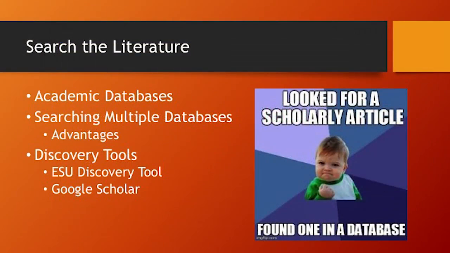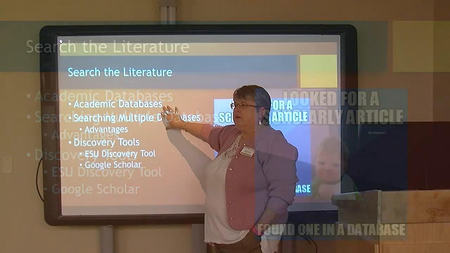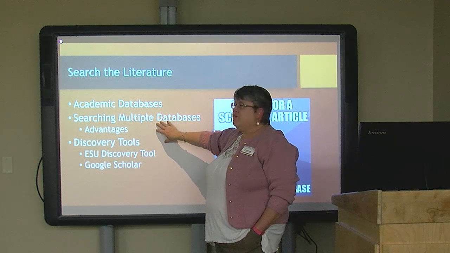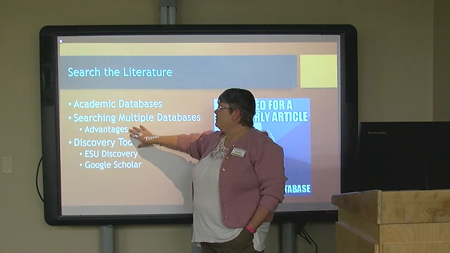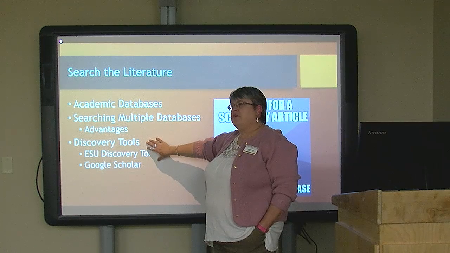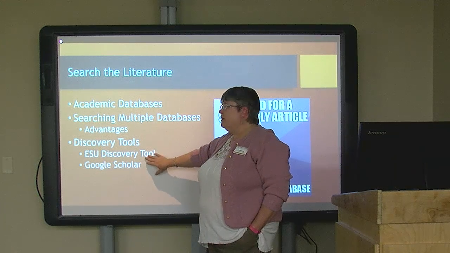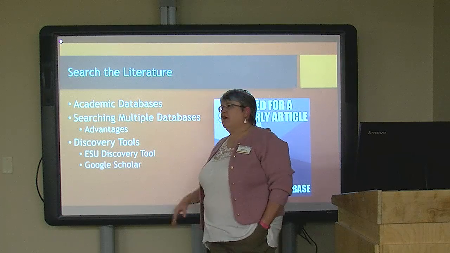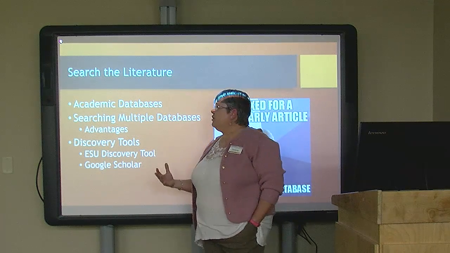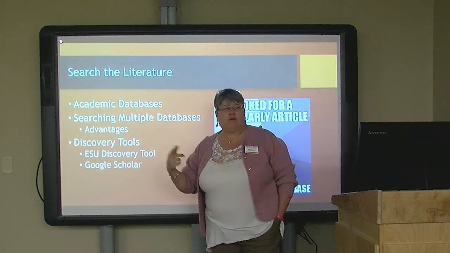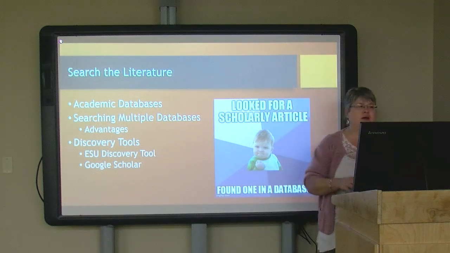And then searching the literature. So this says look for a scholarly article, found one in a database. I'm going to jump in a little bit and we're going to talk about some of the literature that's out there, some of the databases. We're going to look at academic databases that we have here. We're going to talk about how you can search multiple databases and what the advantages of that are. And then we're going to look at some discovery tools. We have our ESU discovery tool and then we've got Google Scholar. Just some tips and tricks that you can use in finding resources. So I'm going to go a couple more slides and then I'll pop out and we'll go to that.